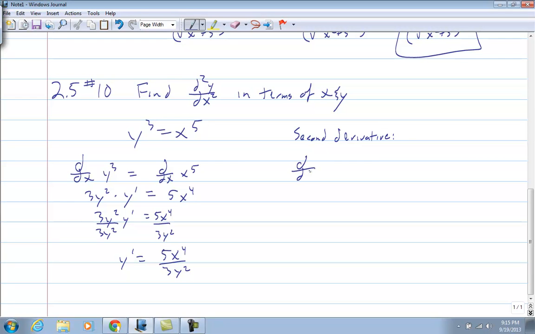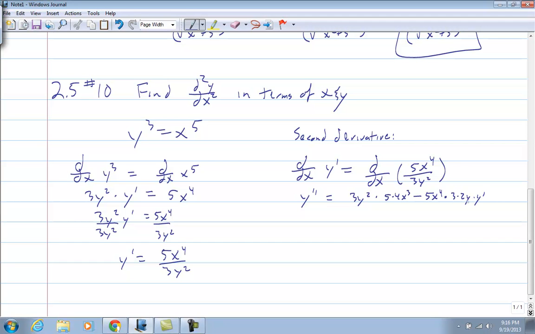So take the derivative with respect to x of y prime. It's going to be the derivative with respect to x of 5x to the fourth over 3y squared. So y double prime on the left equals, now we have a quotient rule, low d high: 3y squared times the derivative of 5x to the fourth, which is 5 times 4x cubed, minus high, 5x to the fourth, times the derivative of what's below, d low. That's going to be 3 times 2y times y prime.